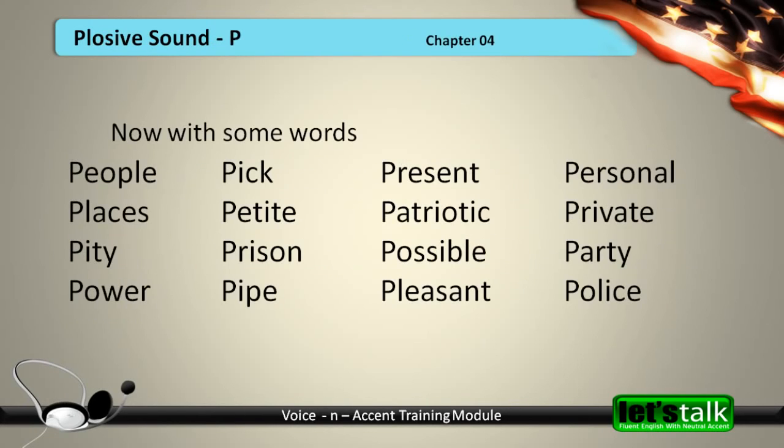Now, let's practice the plosive P sound, with some words. People, places, pity, power, pick, petite, prison, pipe, present, patriotic, possible, pleasant, personal, private, party, police.